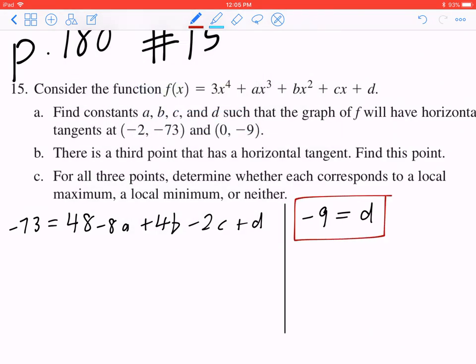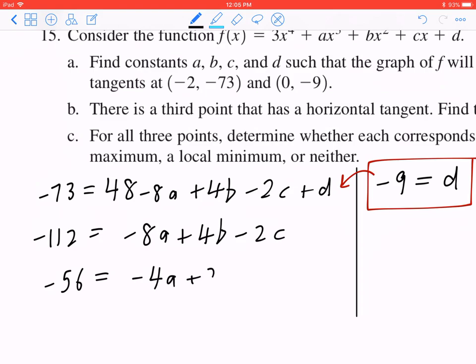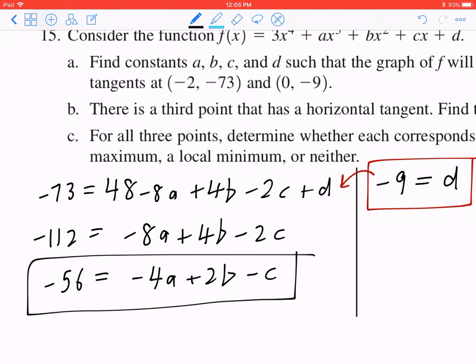And of course, you can plug this back into the first column, and when you rewrite this, you can bring the 48 to the left. That's going to be -112, which equals -8 times a plus 4b minus 2c. And if you divide everything by 2, that's going to give you -56 equal to -4a plus 2b minus c. I'm going to put a box around this. I'm going to come back to this in a moment.